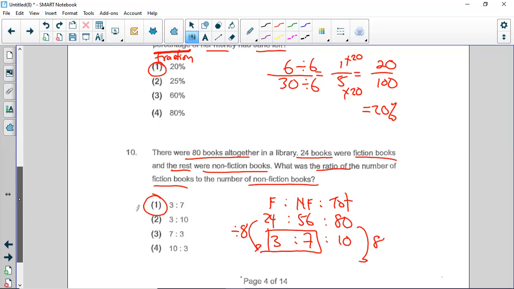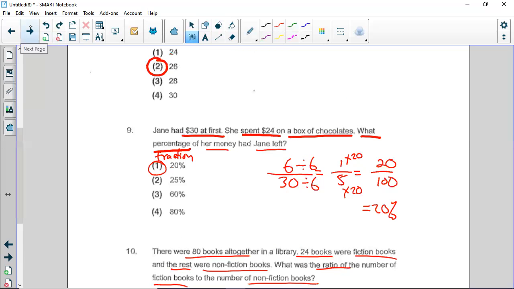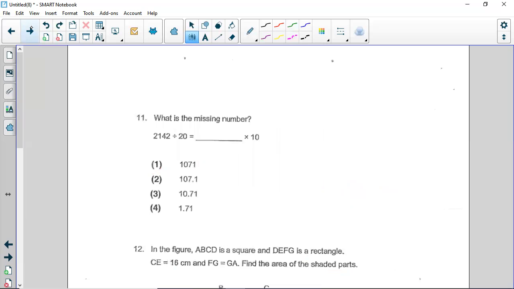So now we go to the 2-mark question, all right? And it gets a little more steps. Okay, so let's look at question 11. Okay, what is the missing number? Now this seems to be quite easy, but may not be. But how do we do it? You have to get the answer here first.